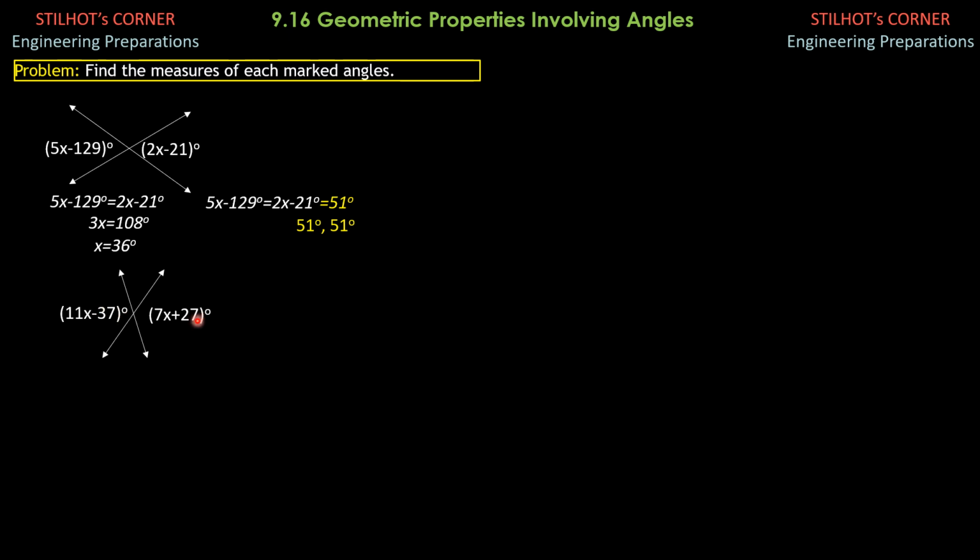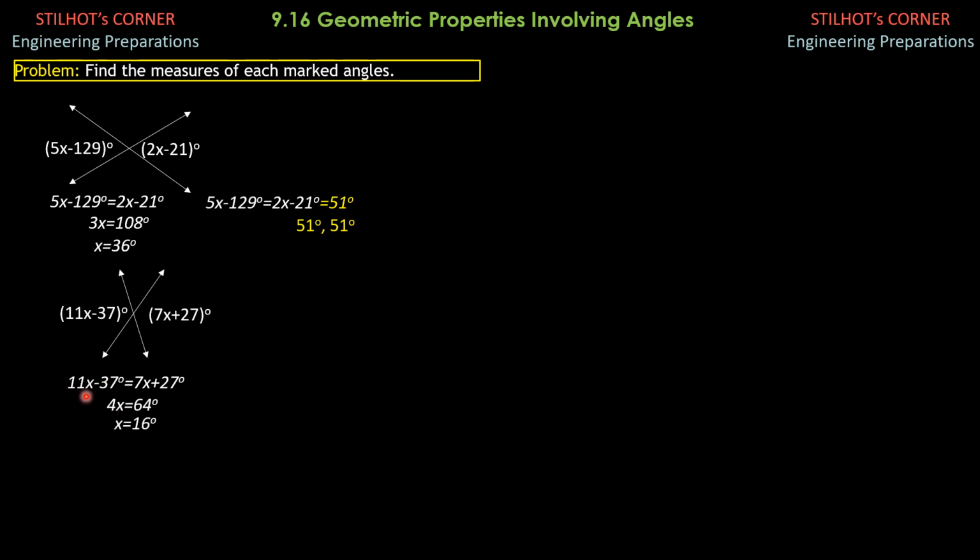Next, another pair of vertical angles. These two angles are equal. 11x minus 37 degrees equals 7x plus 27 degrees. So 11x minus 7x is 4x. 37 plus 27 is 64 degrees. So x is 64 over 4. So x is 16 degrees.